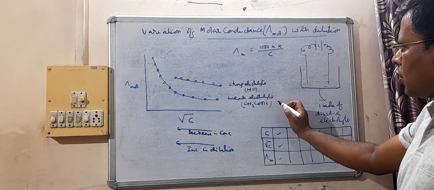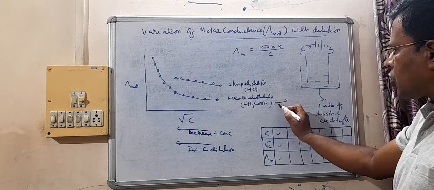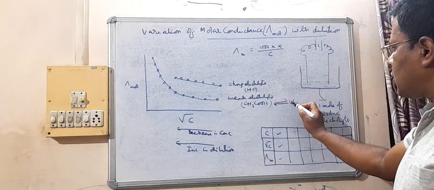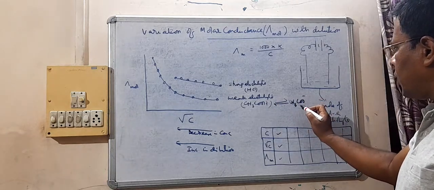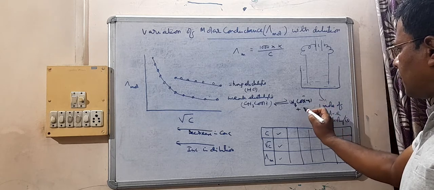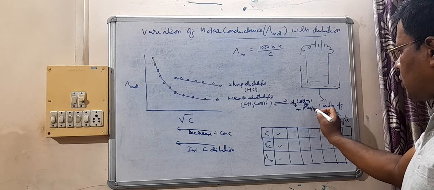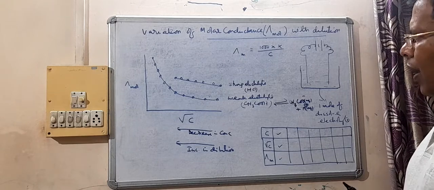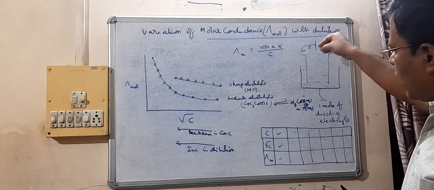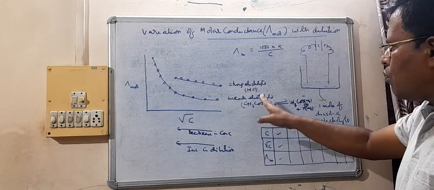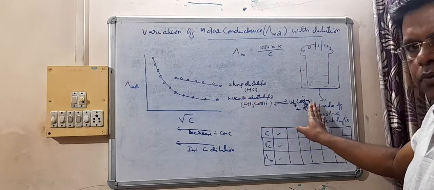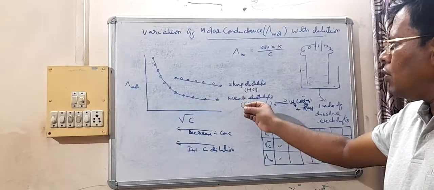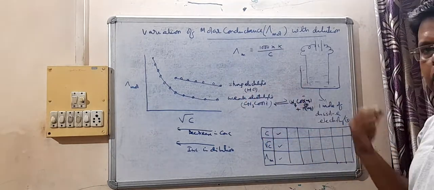Now, a weak electrolyte remains partially ionized. This acetic acid will remain as CH3COO⁻ (aq) plus H⁺ (aq). So acetic acid here remains partially ionized, and now what happens if we add water into it? More acetic acid molecules will ionize. If we add even more water here, then again some more acetic acid molecules will ionize.